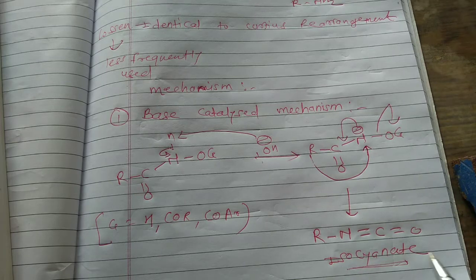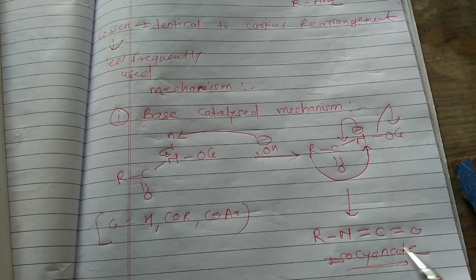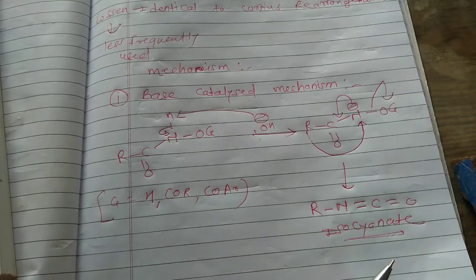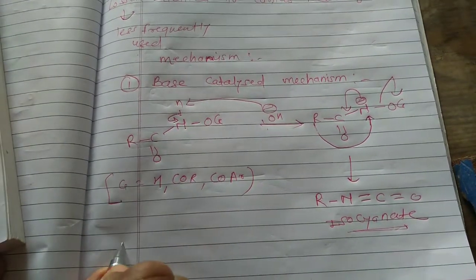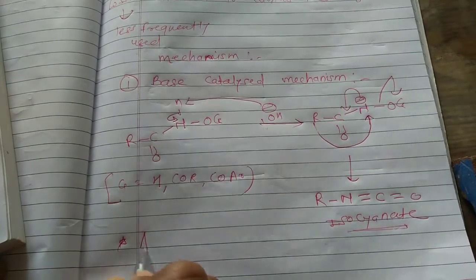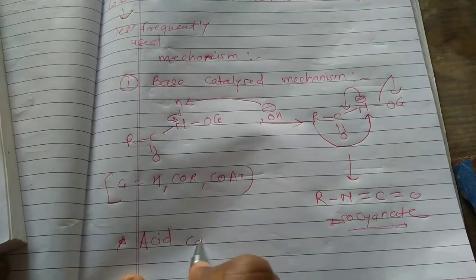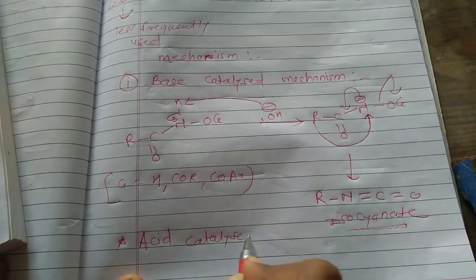Okay, and in the further reaction, this isocyanate, by the attack of a water molecule, forms the amines. If any other reagent attacks, there is a formation of a different product. Okay, next we are going to learn the acid catalyzed reaction.